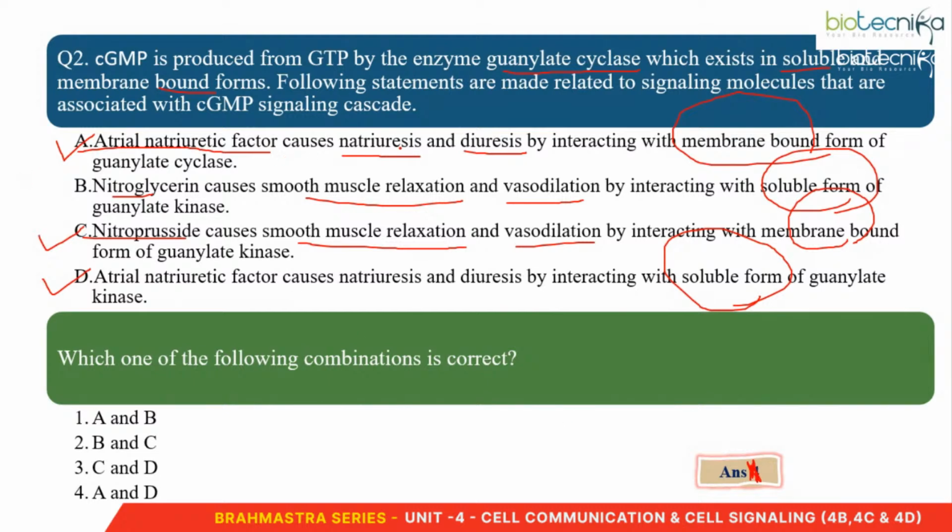ANF causes natriuresis and diuresis by interacting with the membrane-bound form of GC. Nitroglycerin causes relaxation and dilation by binding with the soluble form of guanylate cyclase. So obviously if A is correct, D will be incorrect. And how would C be correct? If it was mentioned soluble form, then it would have been the correct answer.